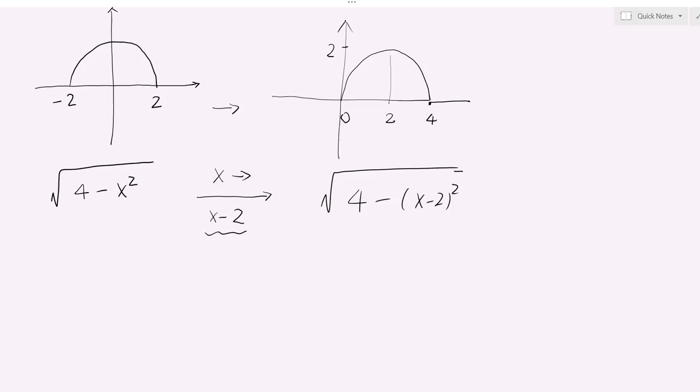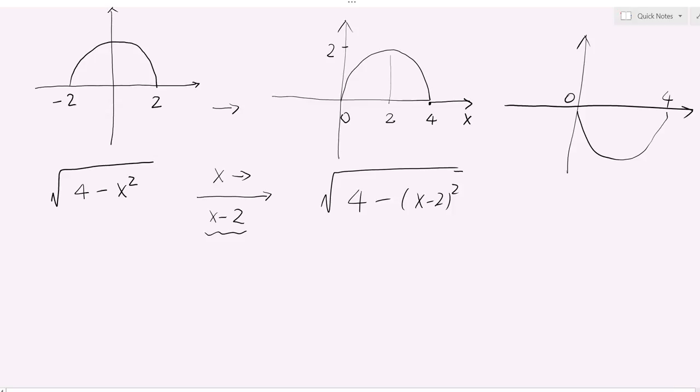And you can also flip it over, so-called reflection about the x-axis, and then you can have something like this. Okay, so if we flip it over, it becomes something like this, and this is 0 and 4. What it means is that positive value becomes negative value. So what you see over here is that just multiplied by a negative sign, and then it's negative square root of 4 minus (x minus 2) squared.